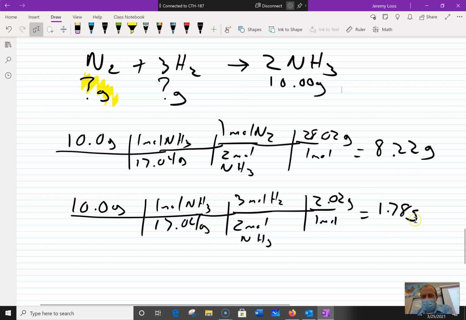So either way you do it, whichever one you get first, of course, if I do this and subtract from 10, I'm going to get this, or I can do the stoichiometry twice. It all works out. Questions about that?